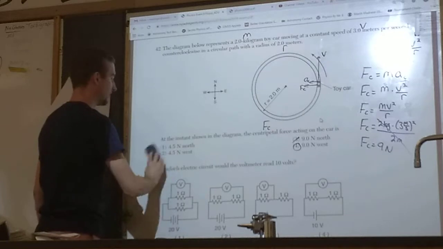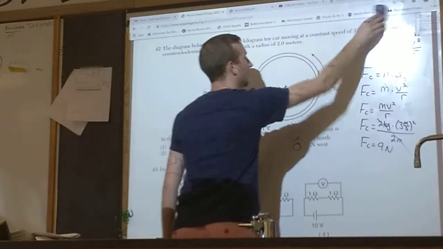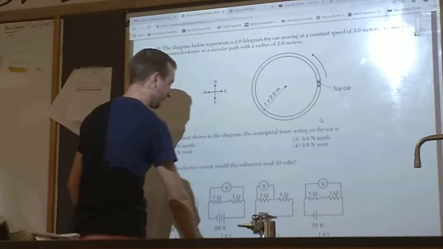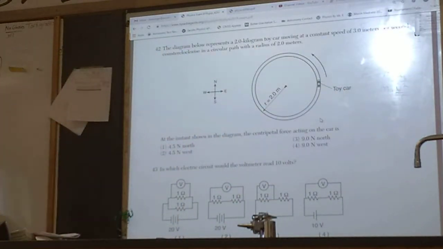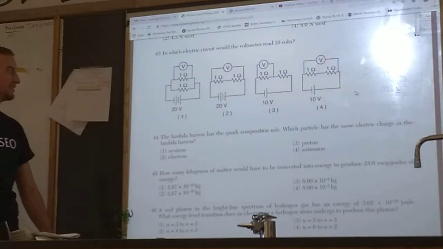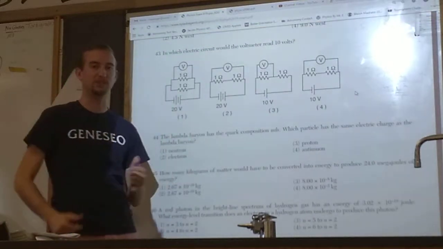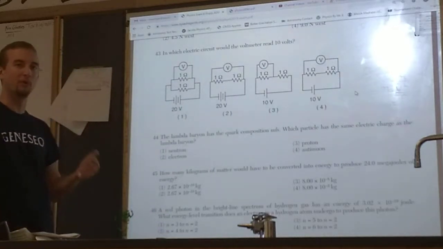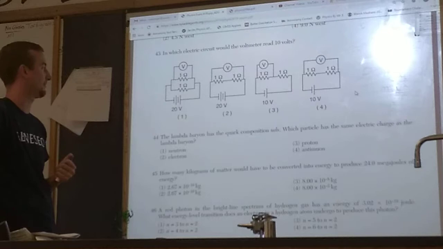Okay, here's question number 42. Nice electricity question. Very good question, actually. In which electric circuit would the voltmeter read 10 volts? This is a very interesting question. It's getting at not only what type of circuits are these, but what does a voltmeter actually do? How does it work?